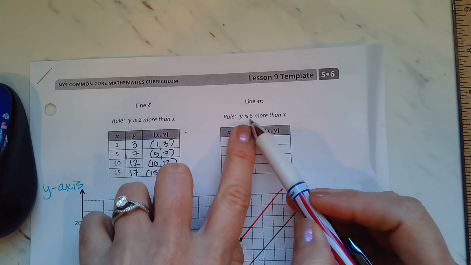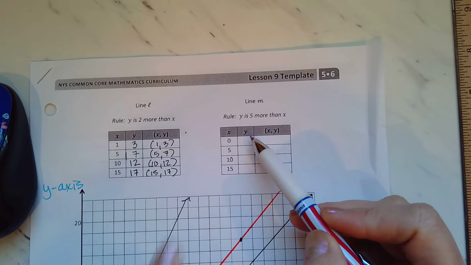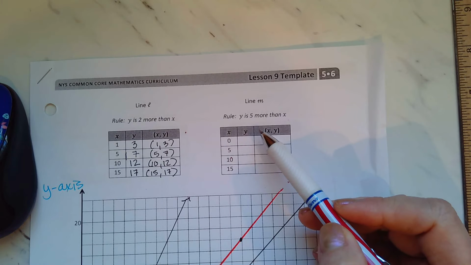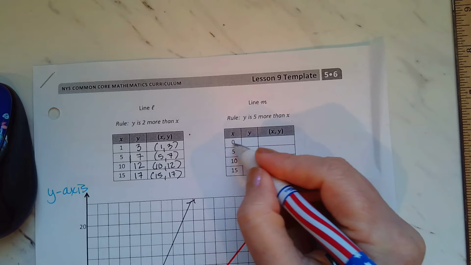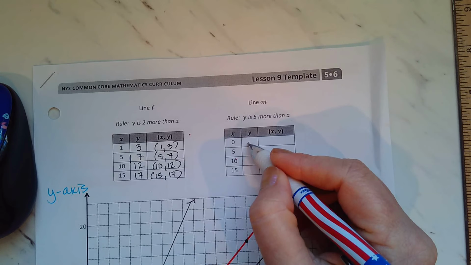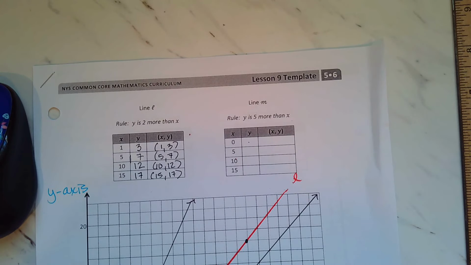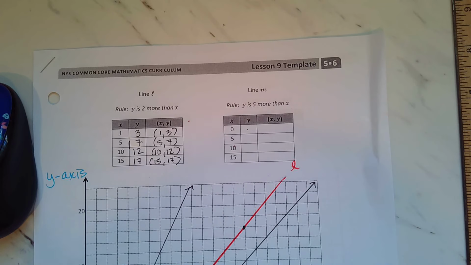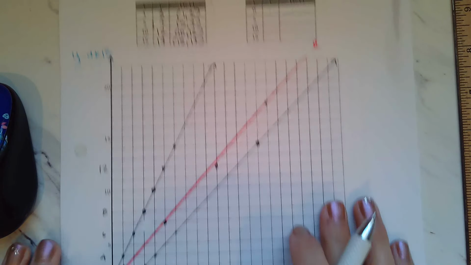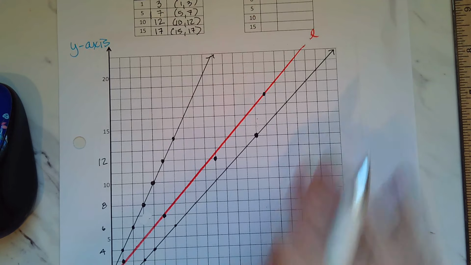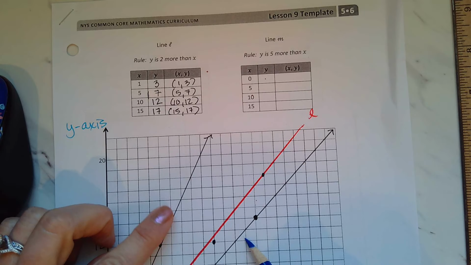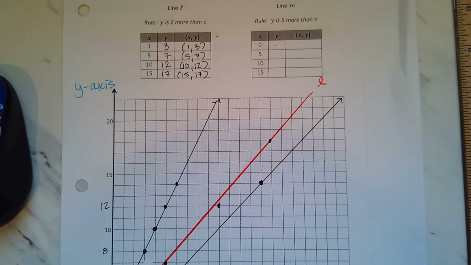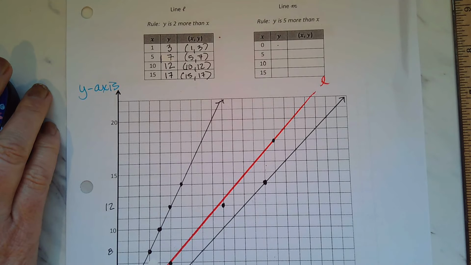The rule is y is 5 more than x. So what are we going to do? We're going to add 5 to x to get our y variable, get our y coordinate, and then we're going to create our coordinate pairs. You're going to plot the points and connect the line. You might want to do it in another color just because we have these two lines here. So go ahead and do that and come on back.